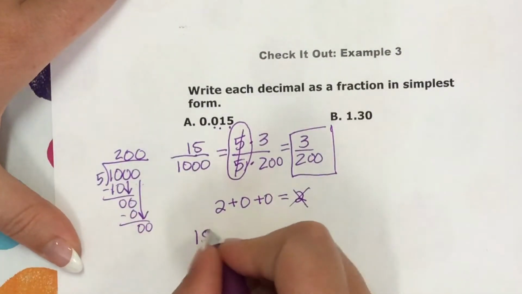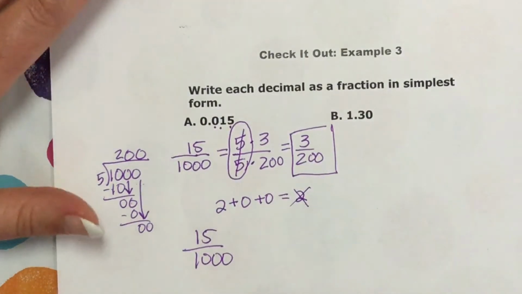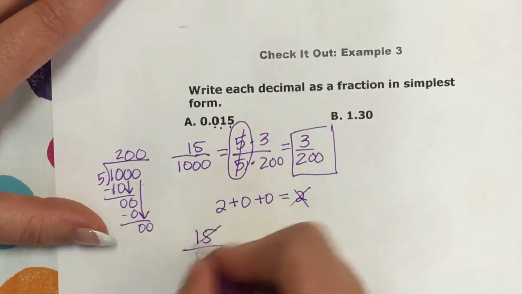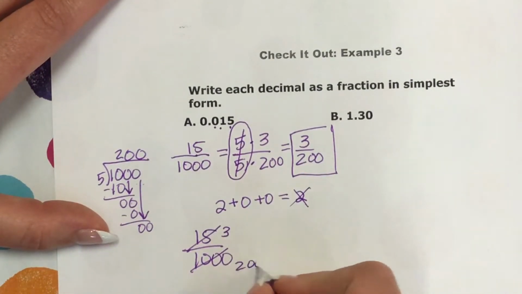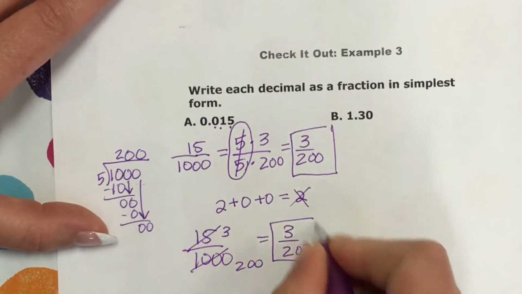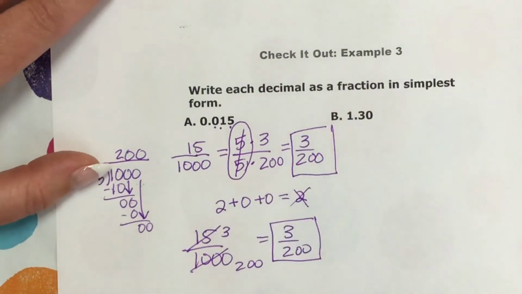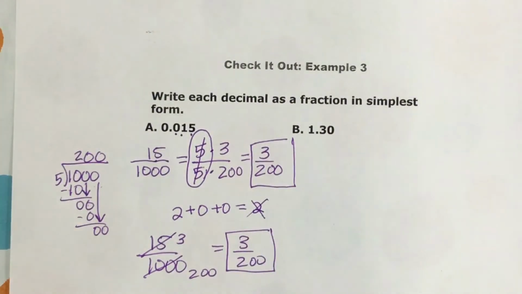Now, if I was doing this problem, I would go 15 hundredths, and I would say, hey, 5 goes into both of those. 5 goes into 15 3 times. 5 goes into 1,000 2 times. My answer is 3 over 200. So if you did that either way, that is okay. All right, let's move on to B.